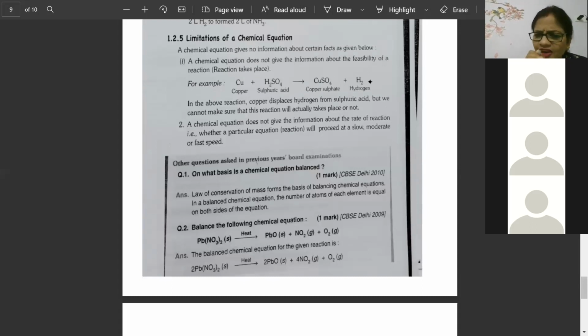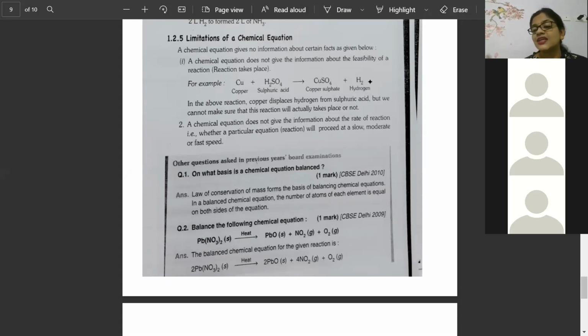Now you can see a very nice CBSE question. Can you read out the question on your own, so that your parents will also know that you are dealing with a CBSE question? This question came in CBSE Delhi 2010. For how many marks? 1 mark. So the 1 mark question is, on what basis is a chemical equation balanced? Very good, Rashri, Kamya, Srivatsani. Now tell me the answer.